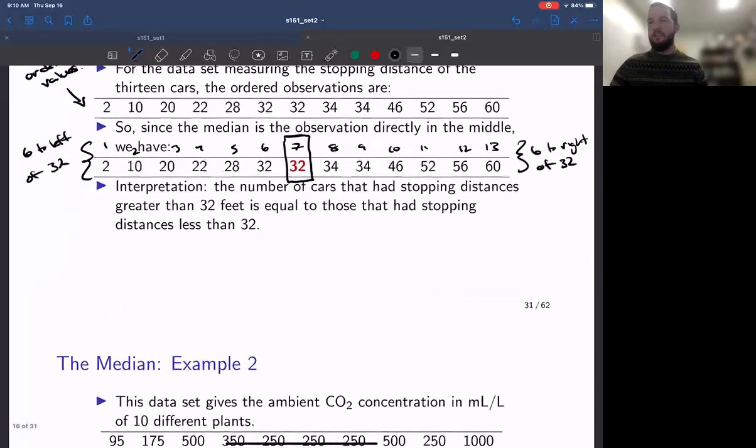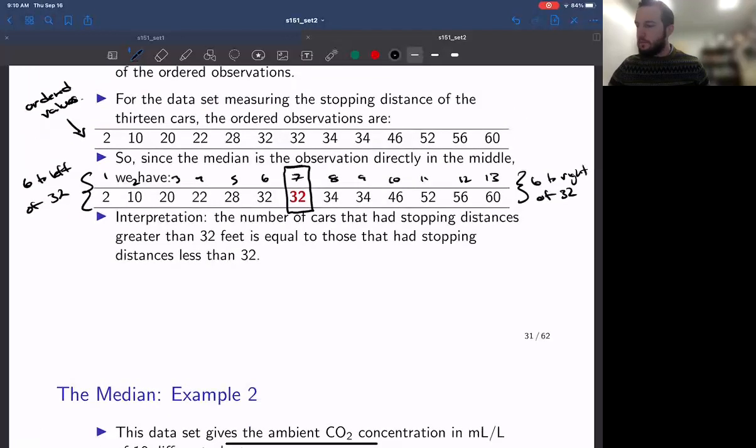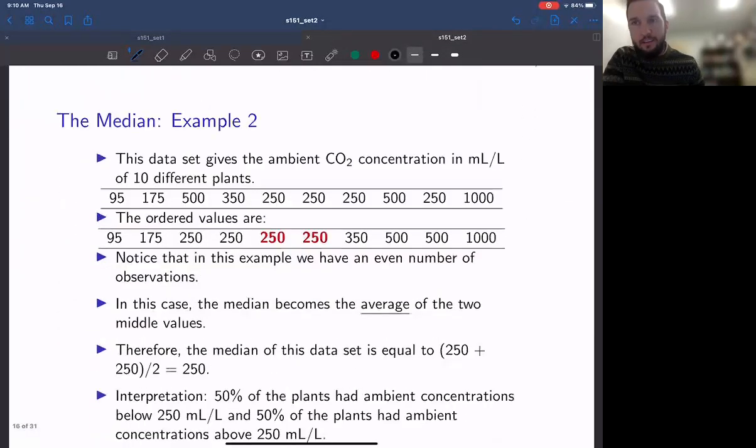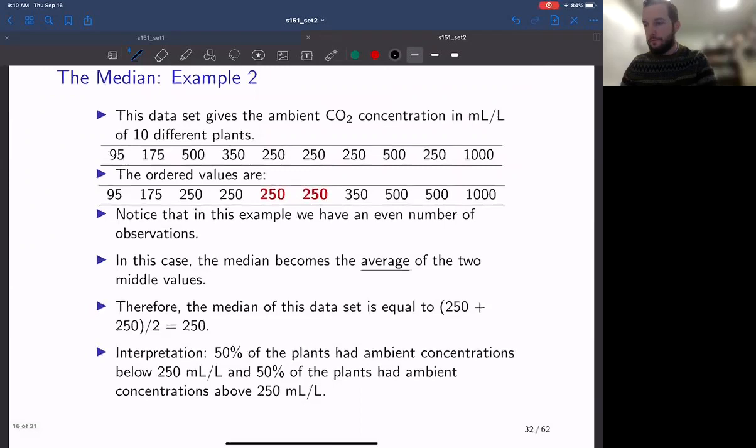Okay. In the first illustration of the median, we were working with a data set that had an odd number of values. So 13 is an odd number. In general, whenever you have an odd number of values, the midpoint or the median will be an actual point in the data set. So it will be the observation that splits the data into 2 equal-sized halves. In the situation where we are working with a data set that has an even number of values, for example, on slide 32, I have a data set that gives the ambient CO2 concentration of 10 different plants.